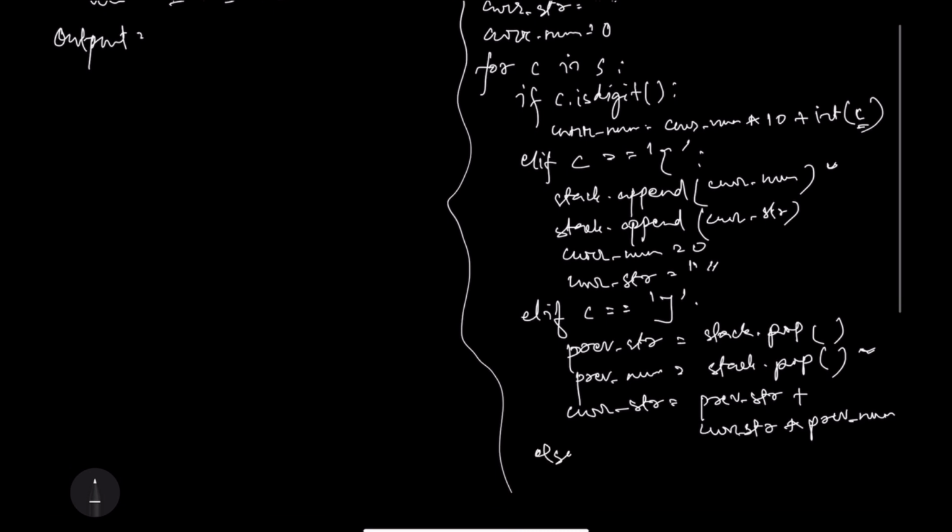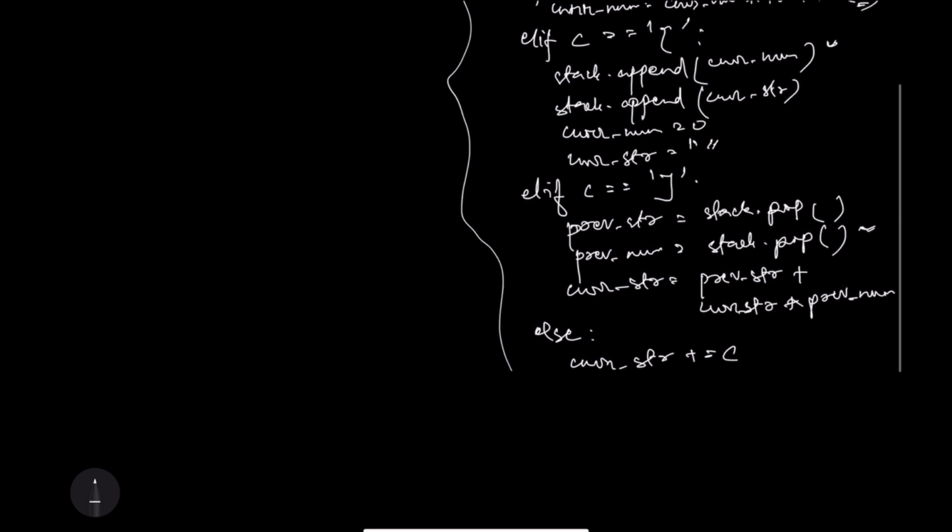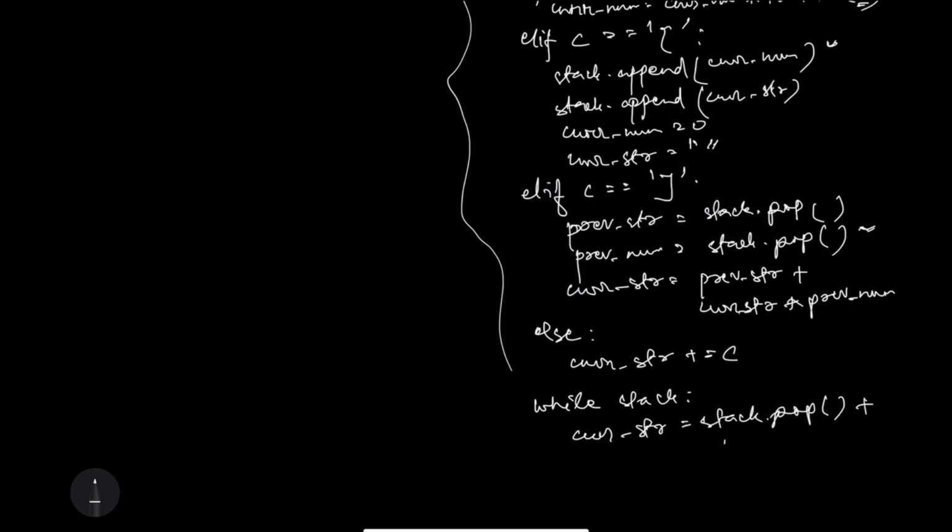Else, of course it would be a character. So in our current string, we would just append our character. Now if you see in example 3, we have got just e and f at the very end. So what we will do is check if there are some elements present in the stack at the end. So in our current string, we would be popping it out from our stack and appending it to our current string.